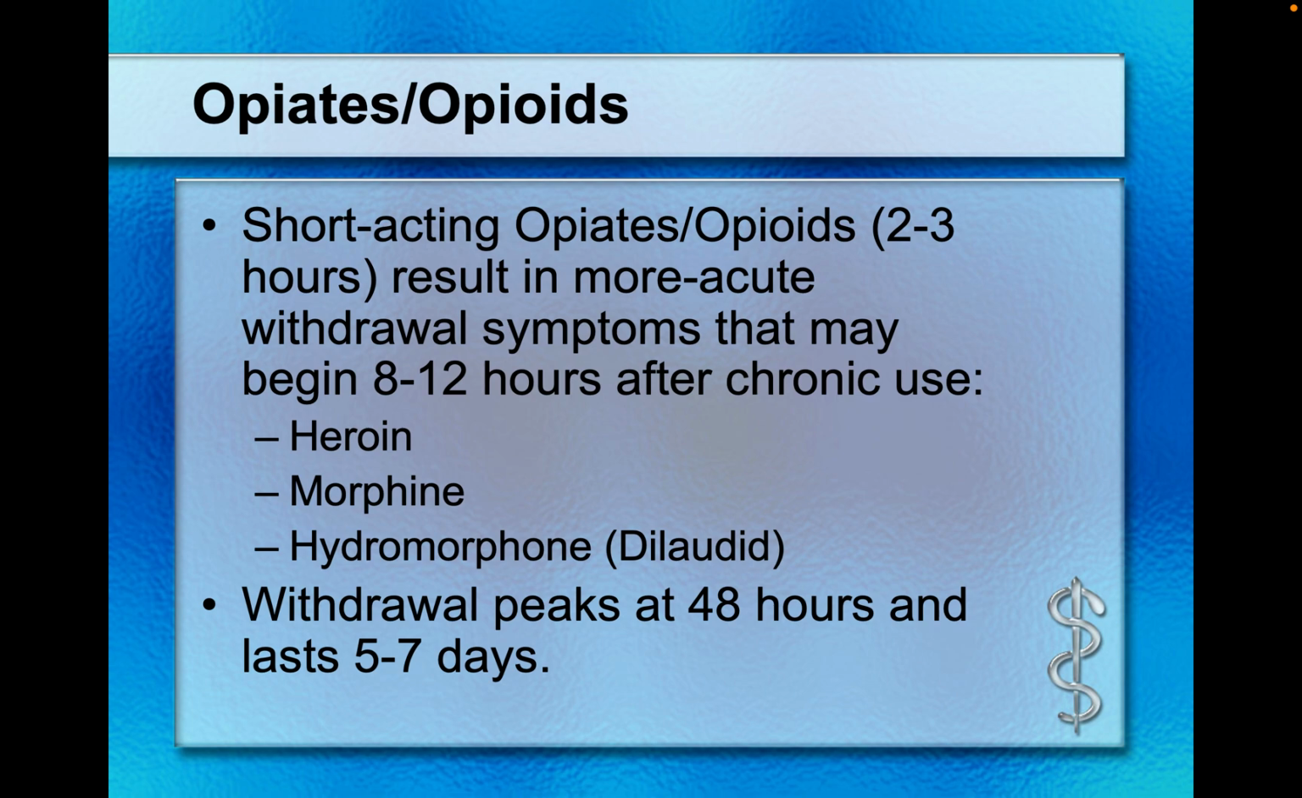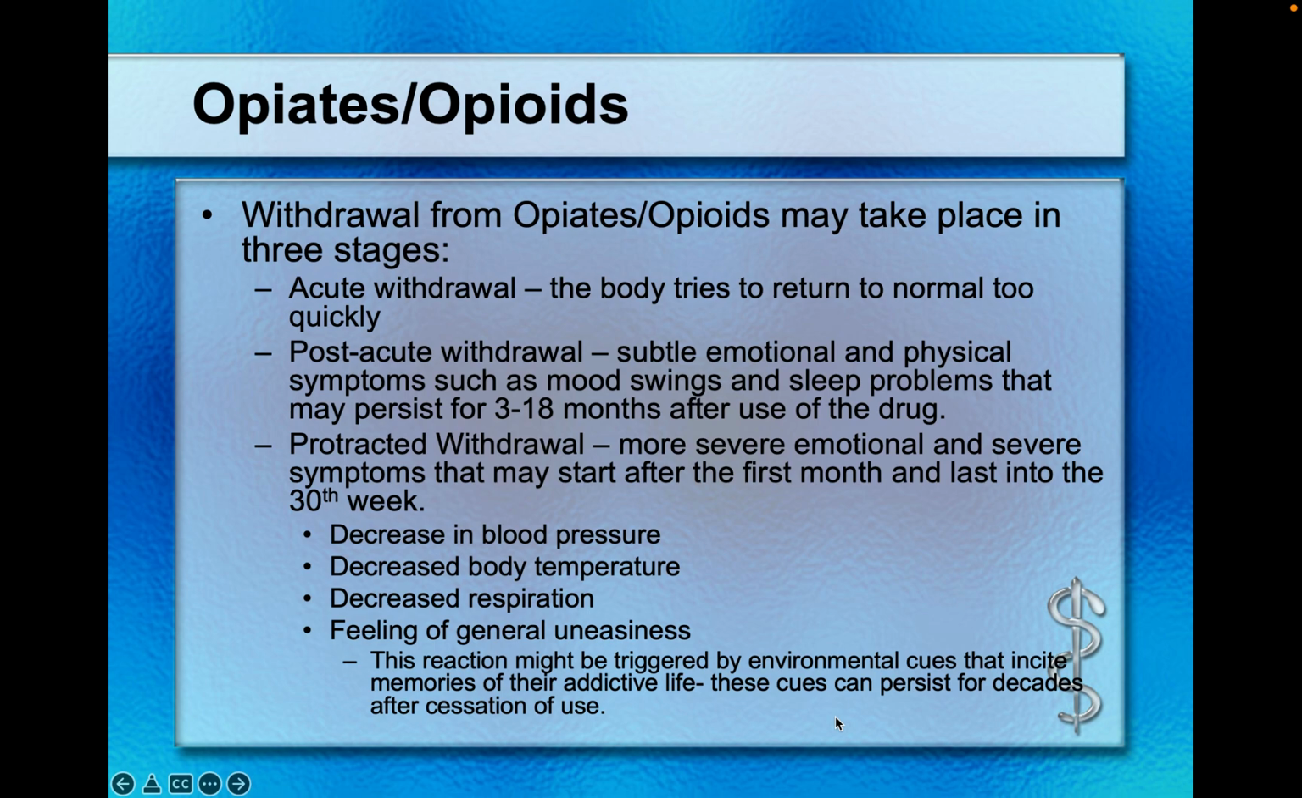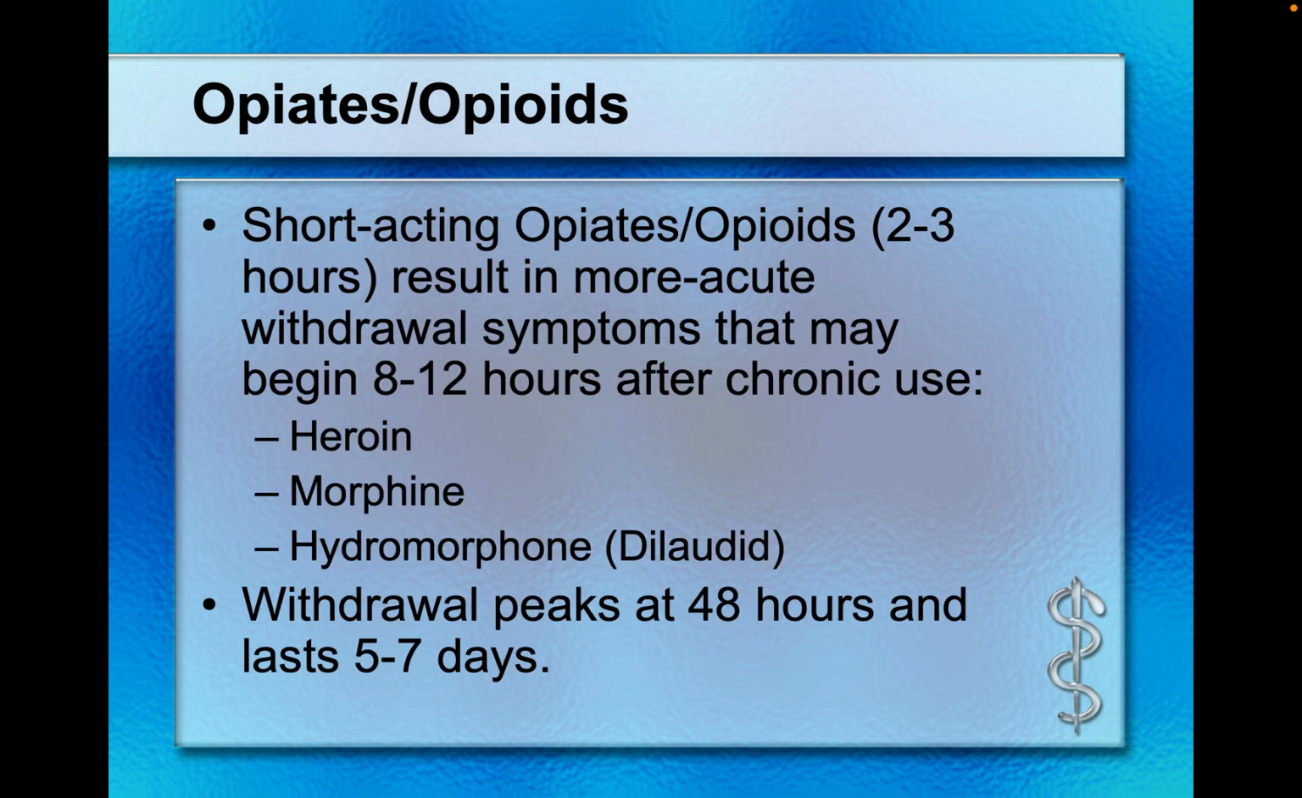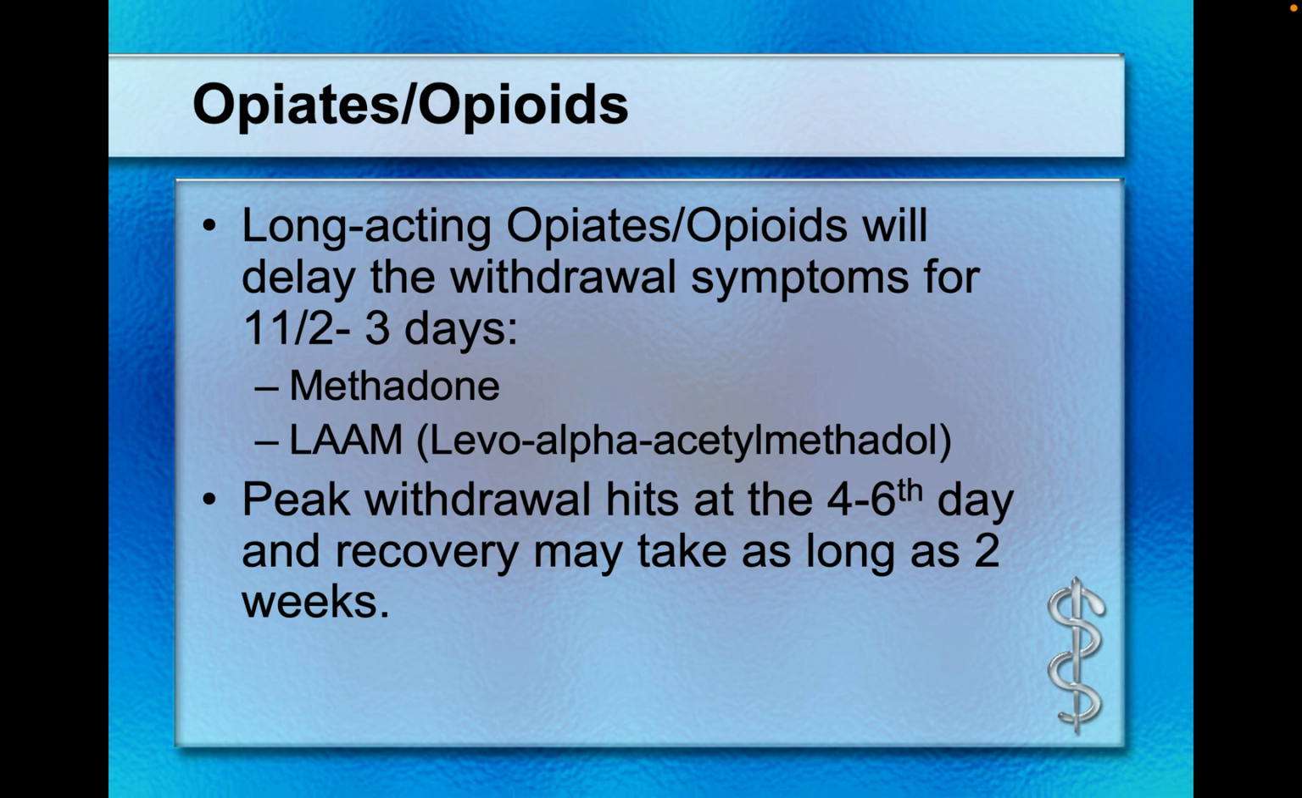Short-acting opiates, opioids, 2 to 3 hours, result in more acute withdrawal symptoms that may begin 8 to 12 hours after chronic use. This includes heroin, morphine, and Dilaudid. Withdrawal peaks at 48 hours and lasts for 5 to 7 days. Doesn't take that long to get away from this stuff. But the chronic withdrawal symptoms, the protracted withdrawal symptoms, the post-acute withdrawal symptoms last for an extended length of time. And this is why they don't want to do it.